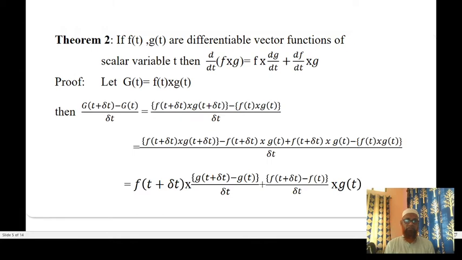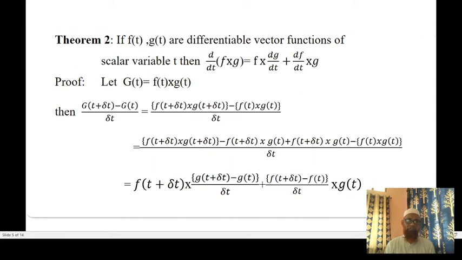Start with theorem number 2. Statement: if f of t, g of t are differentiable vector functions of scalar variable t, then d by dt of f cross g equals f cross dg by dt plus df by dt cross g. For the derivative of a cross product, the order is important, so we cannot interchange the order.